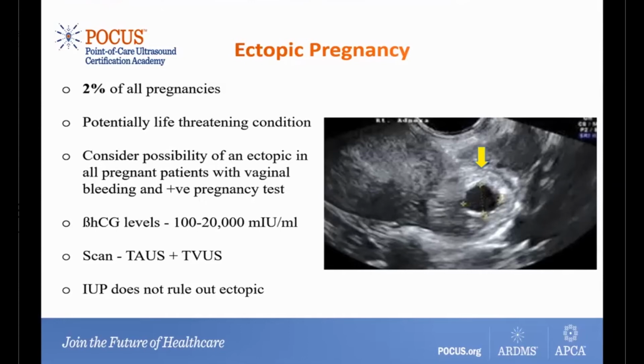So a patient could have both intrauterine as well as an ectopic pregnancy at the same time. Here you can see the uterus and you can see the endometrium here, and clearly there's an ectopic pregnancy here, and you can see this echogenic rim here, and this is the bagel sign.